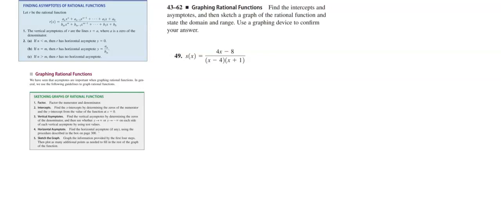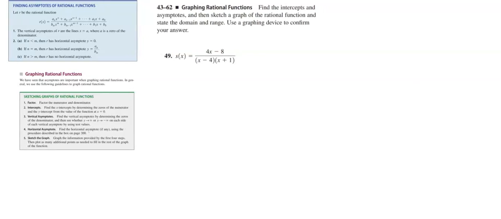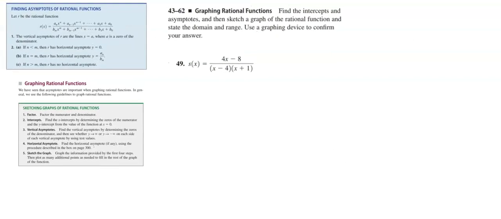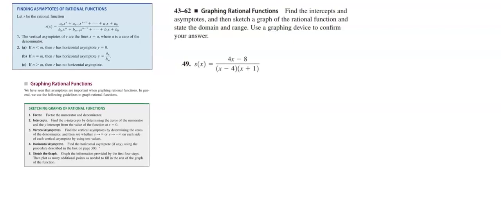All right, we're in text section 3.6, and I'm going to do number 49 with you, and we're going to put everything all together here. So we've been finding things a little bit piecemeal. We found asymptotes from one set of problems, intercepts from another. So in this set of problems, we're going to find everything we can find and then graph the function.